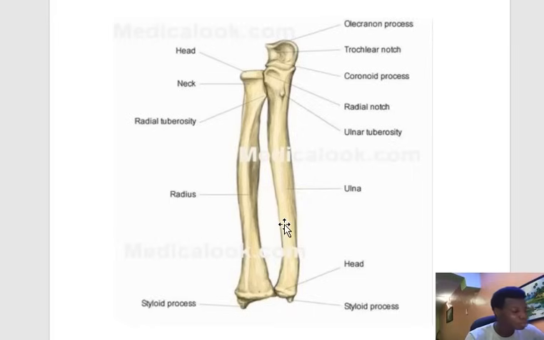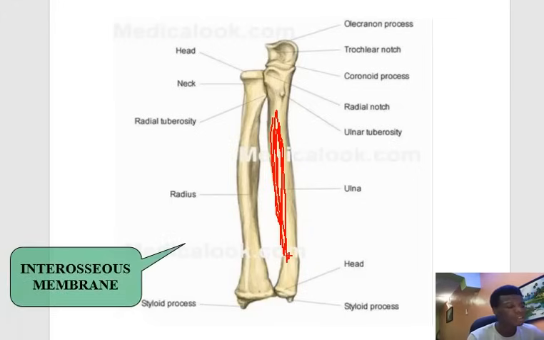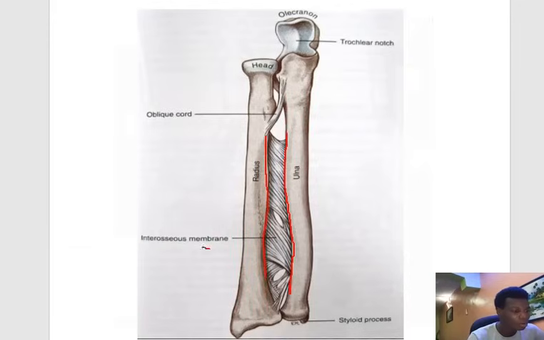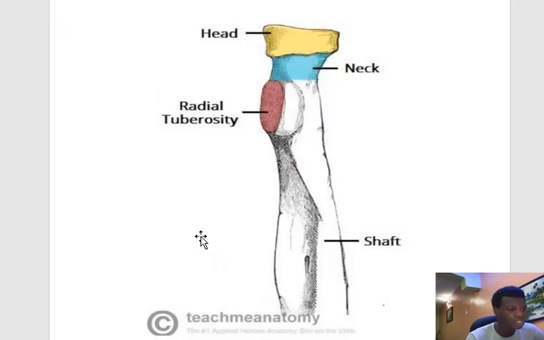Okay, let me also draw your attention to the shaft. Along the shaft of the ulna, this lateral edge can be painted, and you'll be asked to identify one important structure inserting to it. Can you guess what structure that is? Yeah, the interosseous membrane. The interosseous membrane is right there. Interosseous membrane.